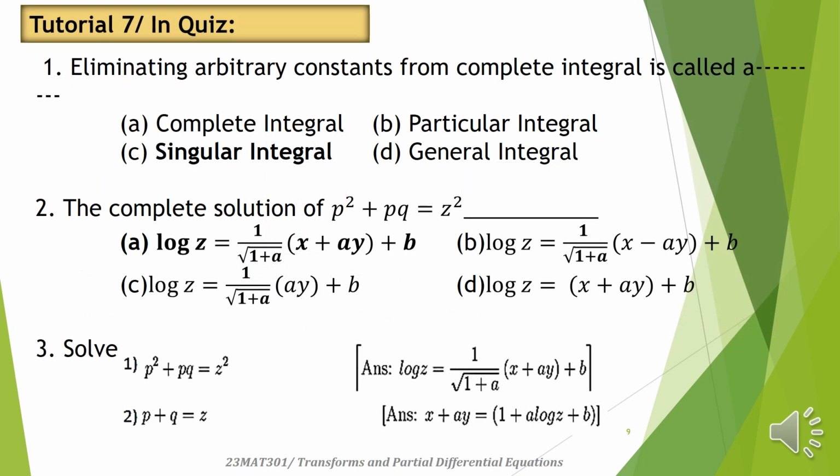So we have some questions here. Eliminating the arbitrary constant from the complete integral is nothing but the singular integral. For p square plus pq equal to z square, you have to find the answer for both the questions. p square plus pq is equal to z square, and this is the third question here, p plus q is equal to z. Find the answer for this.